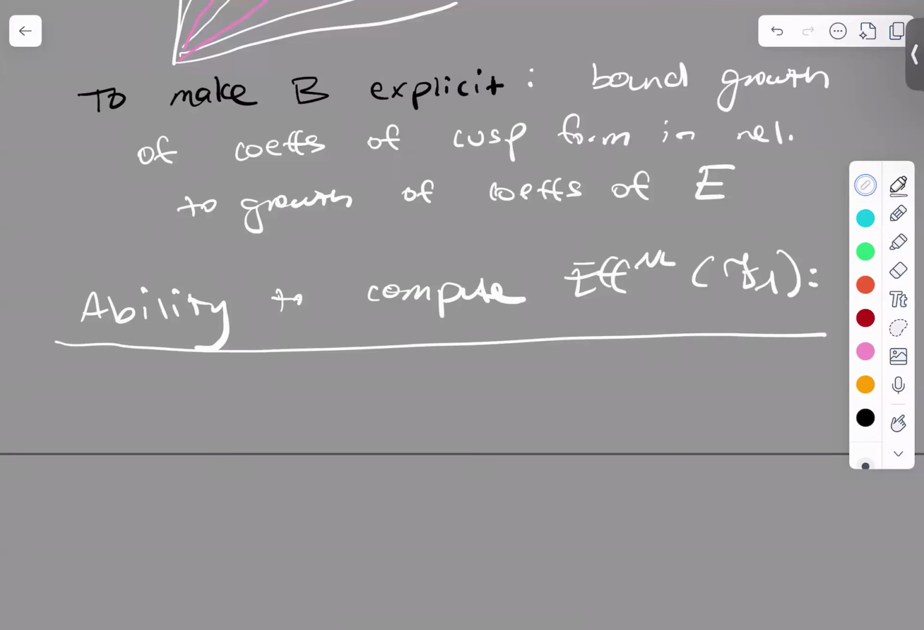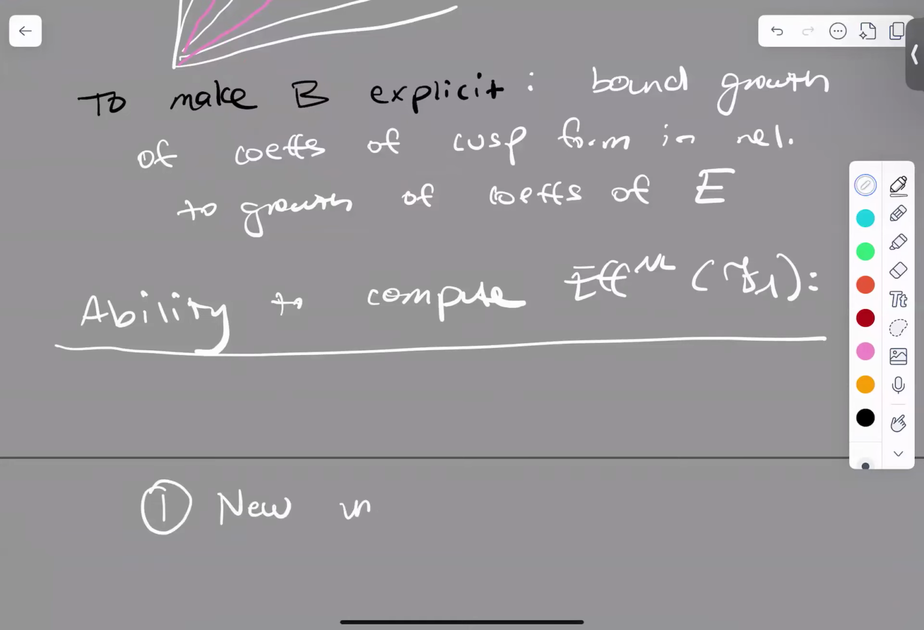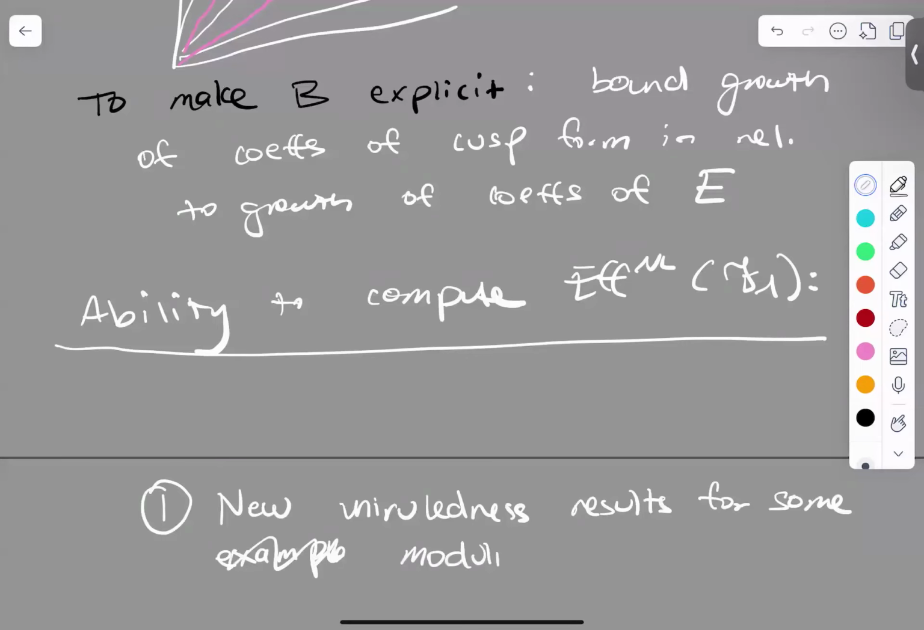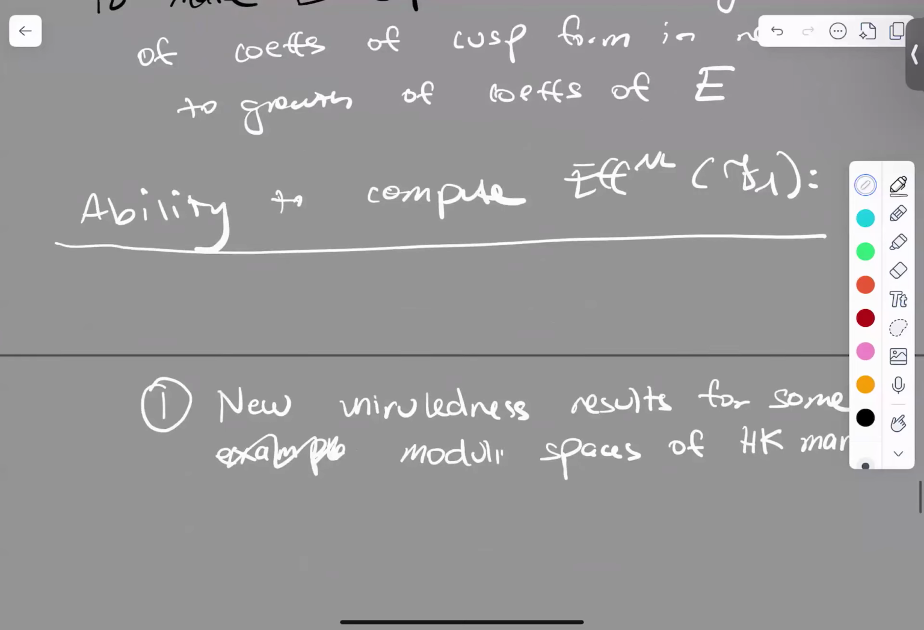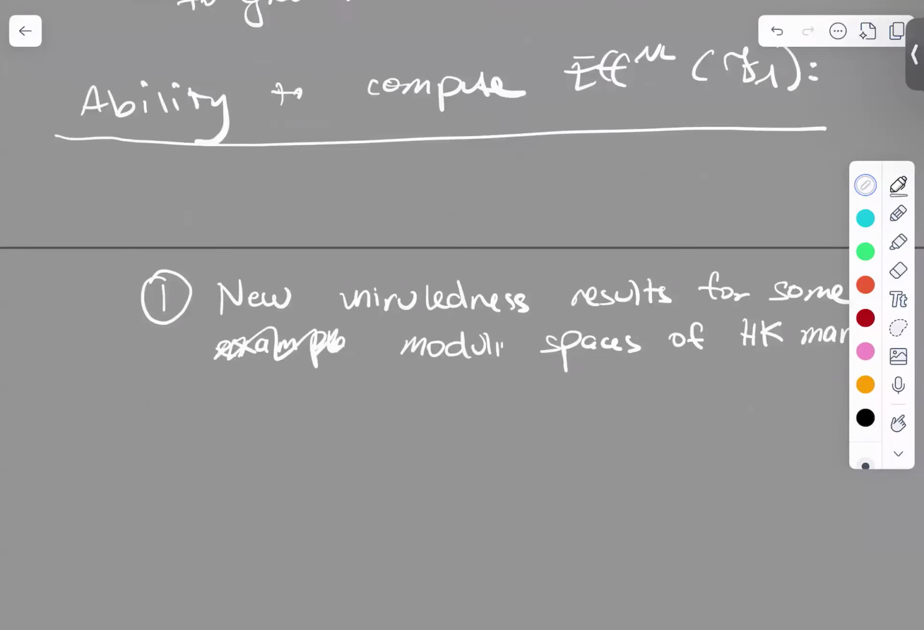And so one is that it gives us new uniruledness results for some moduli spaces of hyperkähler manifolds, right? So using the description of these cones of these orthogonal modular varieties, you can conclude new uniruledness results about some moduli spaces of hyperkähler manifolds.